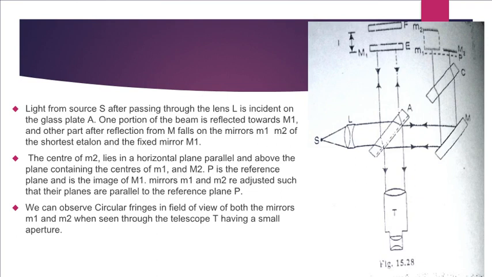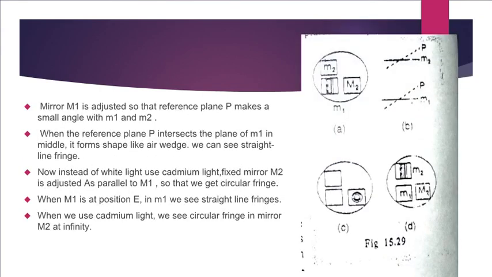Mirrors M1 and M2 are adjusted such that their planes are parallel to the reference plane P. We can observe circular fringes in the field of view of both the mirrors M1 and M2 when seen through the telescope T having a small aperture. Then the mirror M1 is adjusted so that reference plane P makes a small angle with M1 and M2. When the reference plane P intersects the plane of M1 in the middle, it forms a shape like an air wedge. We can see straight line fringes.